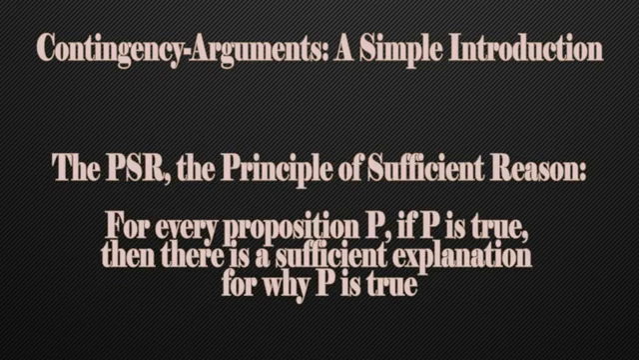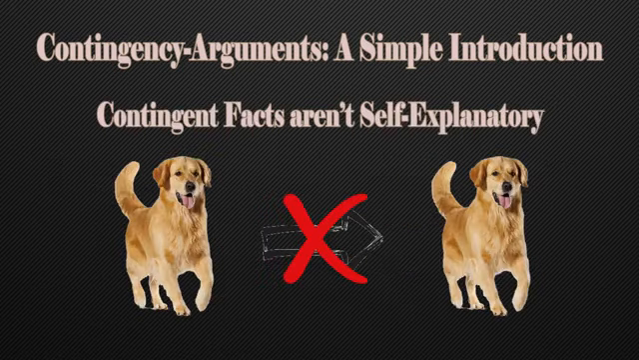The argument rests on a principle called the PSR, the principle of sufficient reason. In its strongest form, this principle states that for every proposition P, if P is true, then there is a sufficient explanation for why P is true. If we then look at a contingent proposition like "dogs exist," we see that it doesn't contain within itself the reason for its own truth. Dogs cannot explain why dogs exist. So to sufficiently explain the truth of a contingent proposition, one has to appeal to at least one different proposition.